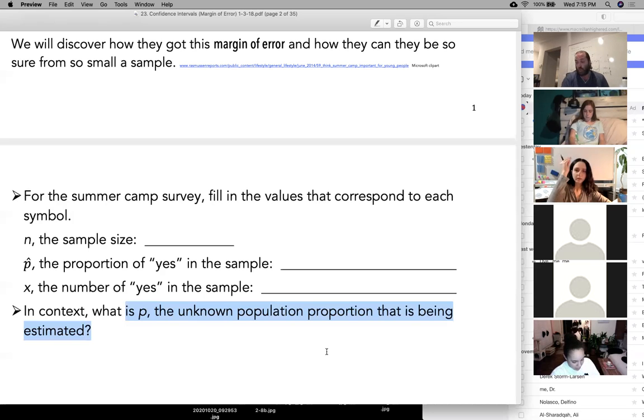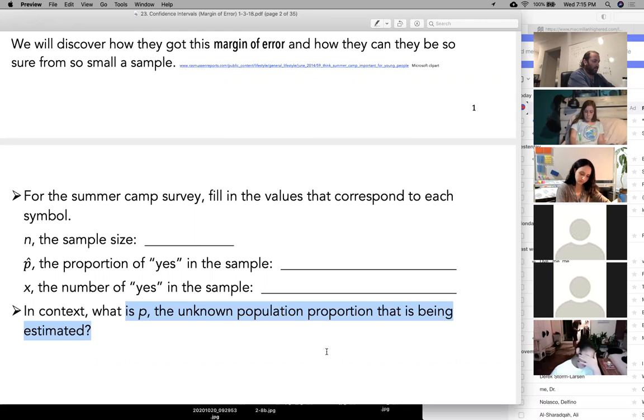And we do not know what P is. Yes? But we could say that P falls within plus or minus 3% margin of error. Well, we can say with 95% confidence that P is somewhere between 56% and 62%. Is it definitely between those two numbers? I don't know. But I have a certain level of confidence that it is.